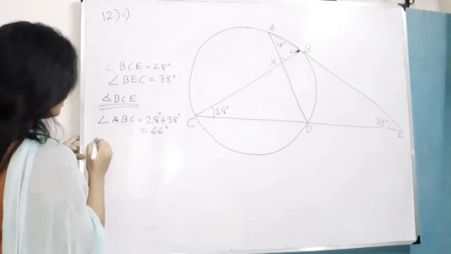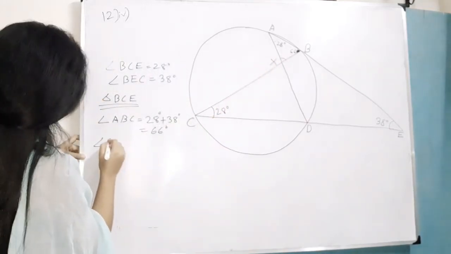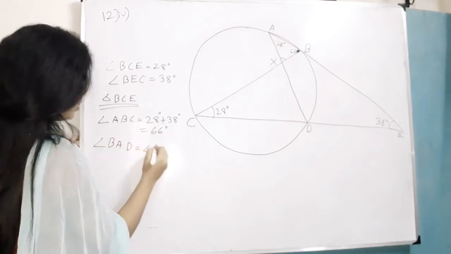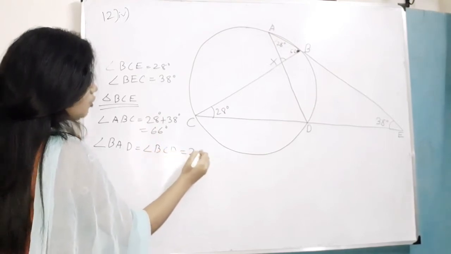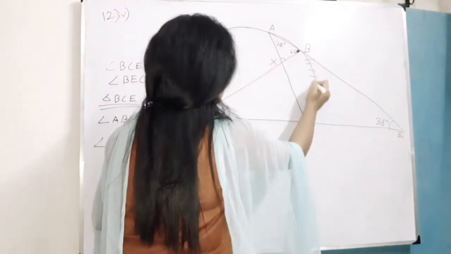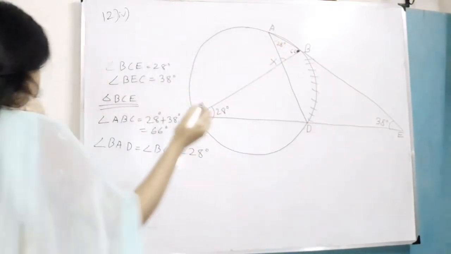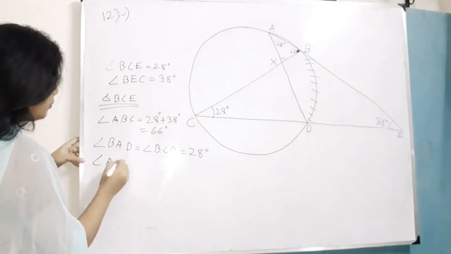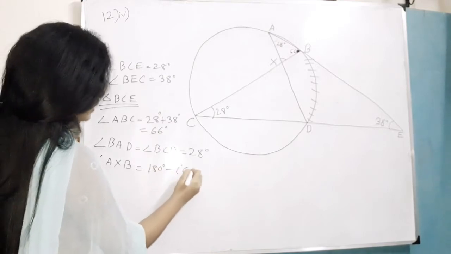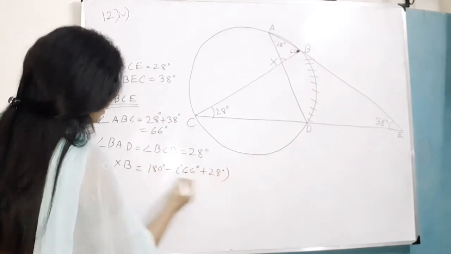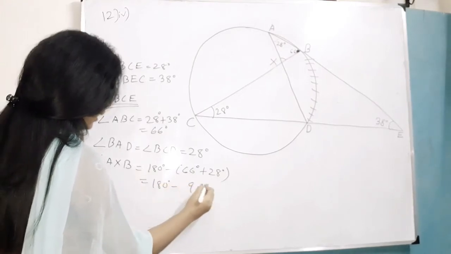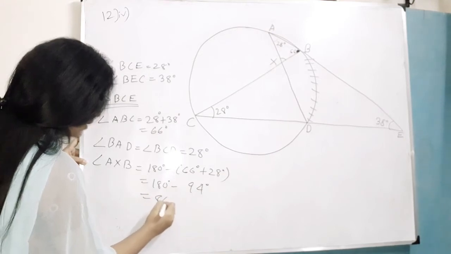So now I will write that angle BAD equals angle BCD equals 28 degrees, because both of them are lying on the same arc BD. Now I will write angle AXB equals 180 degrees minus 66 degrees plus 28 degrees. That means it will be 94, that means 86 degrees.